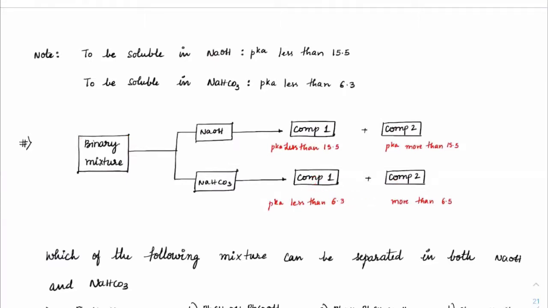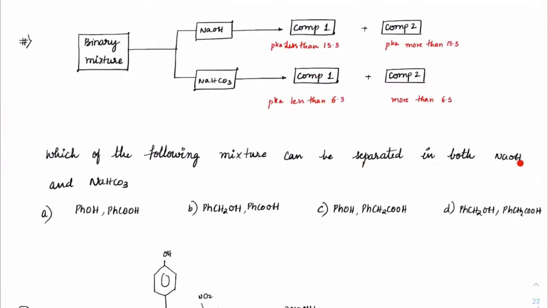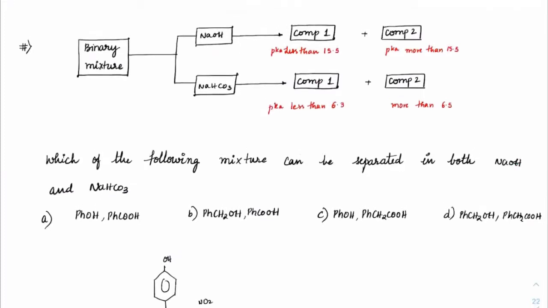Right? So which means one of these has to be insoluble and one should be soluble. Same way here also one should be insoluble and one should be soluble here. So these were the options given. Which of the following mixtures can be separated in both NaOH and NaHCO3? Okay. Now check this out.